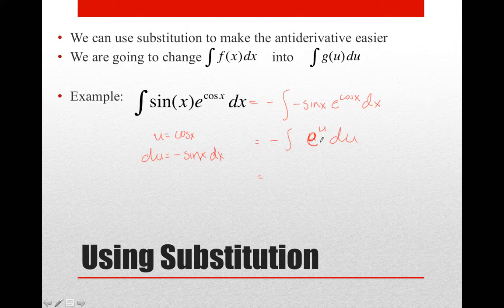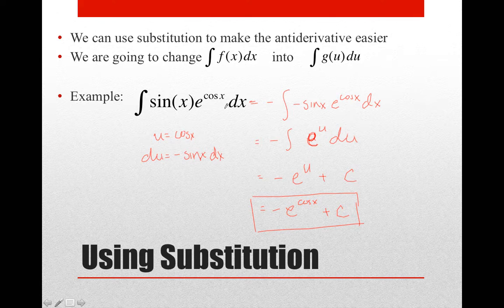And now I know that the integral of e to the u is e to the u plus c. In order to put it back into an x equation, I need to plug my u function back into e to the u. So this becomes e to the cosine x plus c. Just like before, we can check our answer by finding the derivative of this. We would get e to the cosine x times the derivative of cosine, which is negative sine, and I would get the original statement.